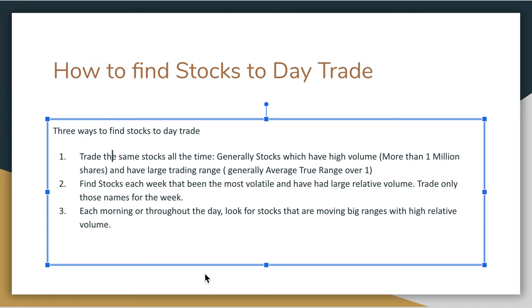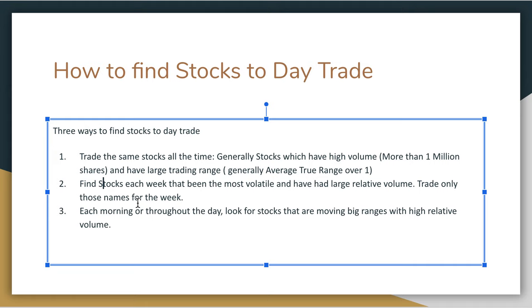The second strategy for finding stocks is to look at which have been most volatile each week. Let's say you take a look at the stocks in the previous week which made a lot of movement. Maybe one went up by 10%, or moved up by 20%. If the stock is really moving with a lot of range and volatility, chances are there's a lot of volume associated with it. So if you want to trade those names, that's what you can trade.